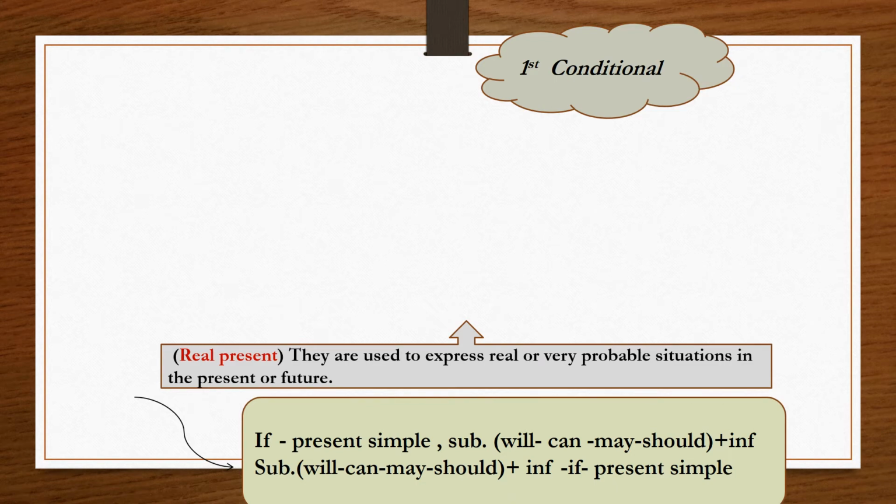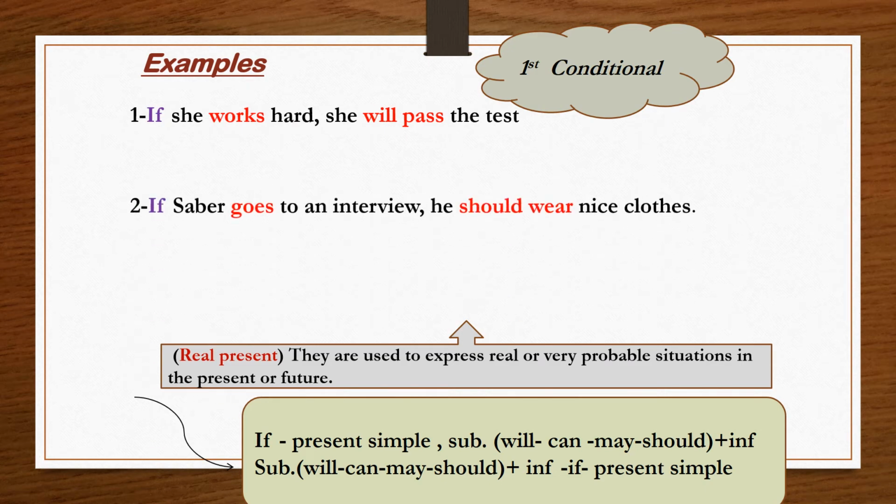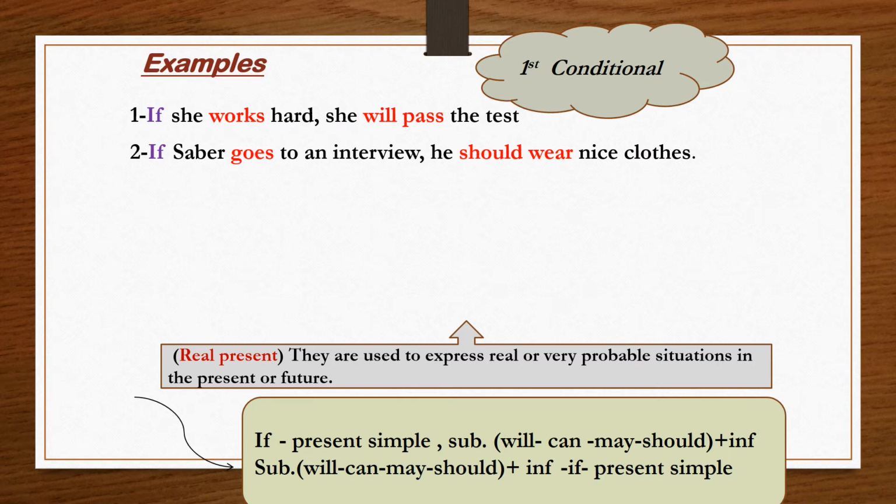The first conditional. We use the first conditional when we want to talk about the real present, when we want to express real or very probable situations in the present or future. For example, if she works hard, she will pass the test. If Saber goes to an interview, he should wear nice clothes.